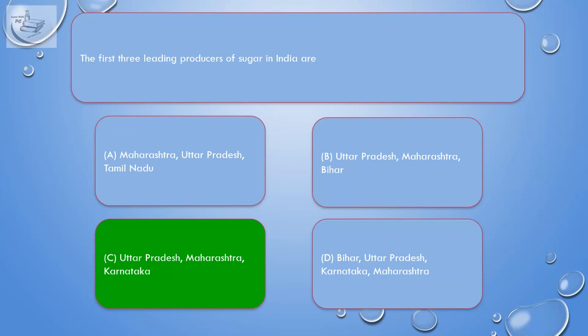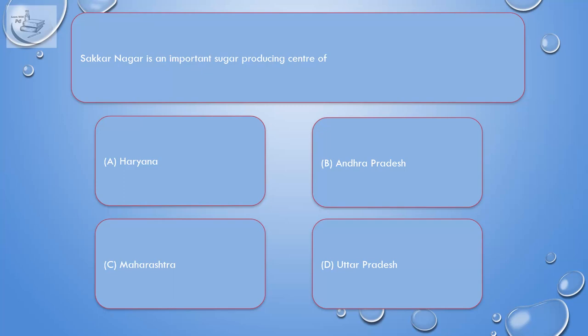Correct answer is C. Uttar Pradesh, Maharashtra, Karnataka. Question: Sakkar Nagar is an important sugar producing center of A. Haryana, B. Andhra Pradesh, C. Maharashtra, D. Uttar Pradesh. Correct answer is B. Andhra Pradesh. Question: which state is called the sugar bowl of India? A. Andhra Pradesh, B. Bihar, C. Punjab, D. Uttar Pradesh.